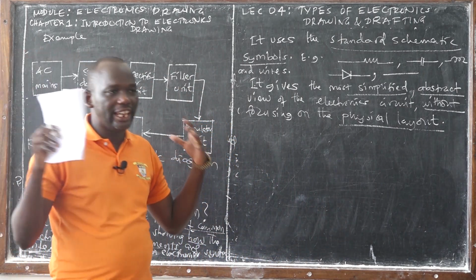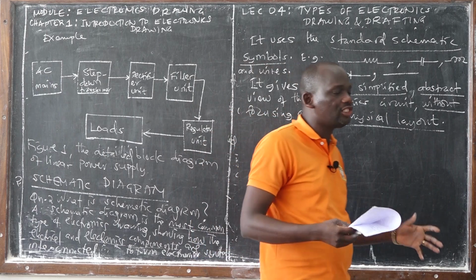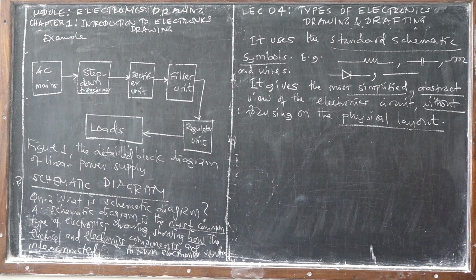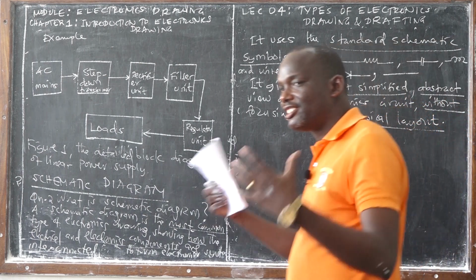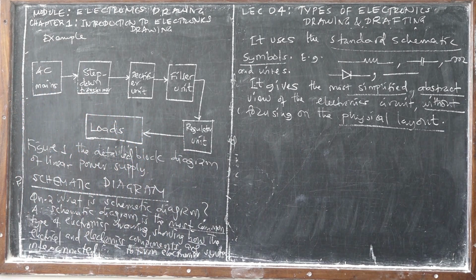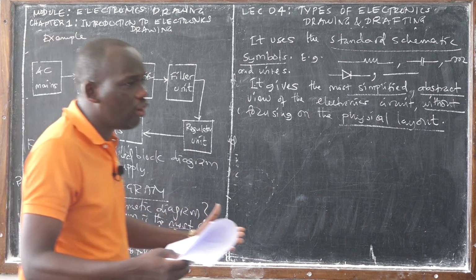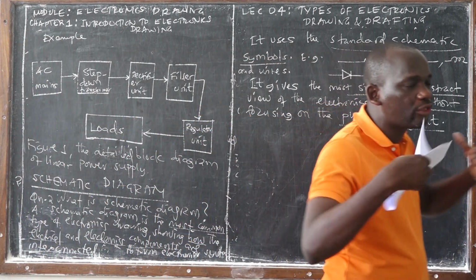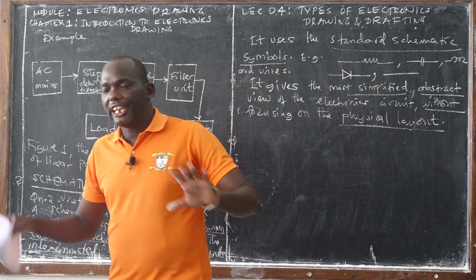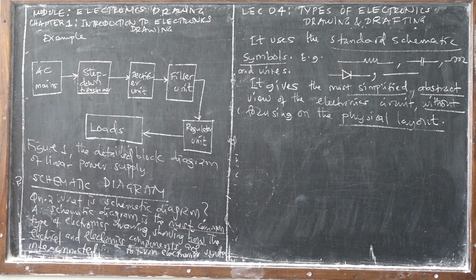In block diagrams, the subsystems of the particular system are represented by using what? Blocks. And those blocks are interconnected by using what? Arrows. In schematic diagrams, the subsystem of the particular electronic system is represented by using what? Electronics components, either one electronics or electrical component, or more than one. Another key concept: in schematic diagrams, one subsystem is connected with another subsystem by using wire.